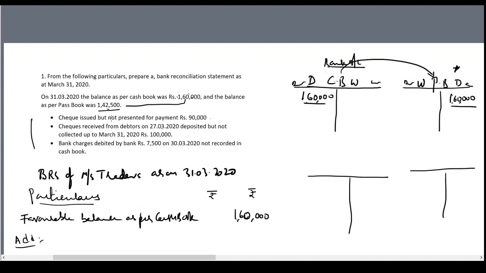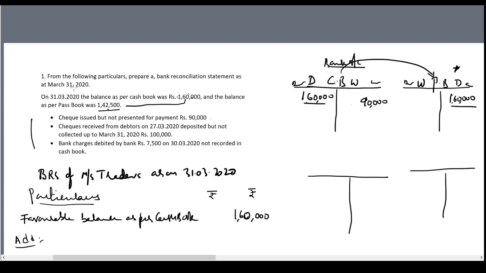Check issued but not presented for payment, 90,000 rupees. Now when checks are issued, they are immediately recorded in the cash book on the withdrawal side. We don't wait for the creditors to encash the checks to record an entry in the cash book. So as soon as we issue a check, we pass an entry: creditor account to bank. Bank account is credited in our books on the date of issue of the check. This is what we have discussed in our fundamentals topic. So it is already recorded as a withdrawal on the date of issue of the check itself.